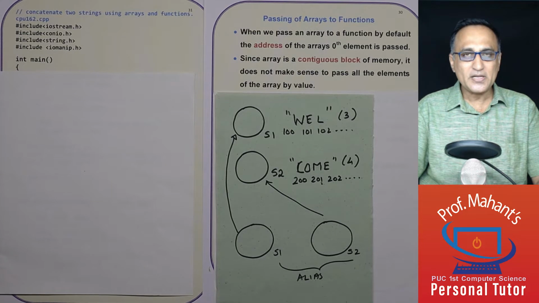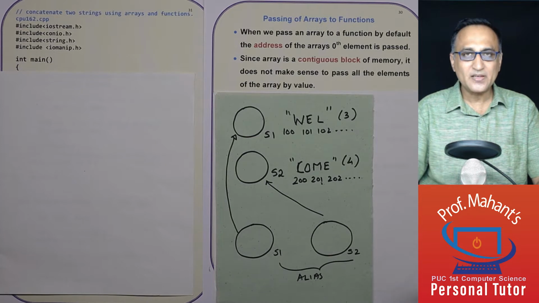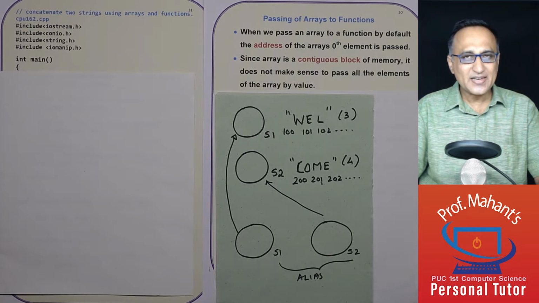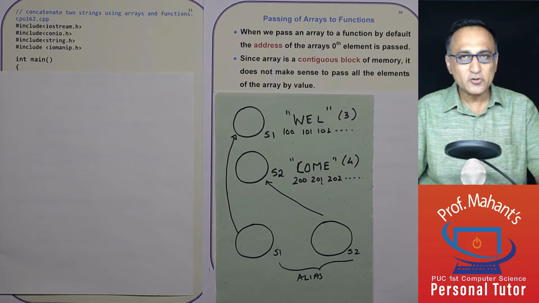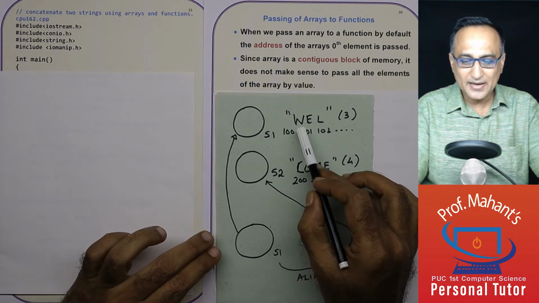Now, normally if I send a variable from one function to the other, I will send it by value. But by default, arrays are sent by something called reference or address. It makes sense. Suppose an array has 10,000 numbers. Imagine if I had to send the values, it would take a lot of time on the computer to copy those 10,000 numbers from the calling function to the called function. But if I take a simpler approach, let us say I just give the address of the zeroth element.